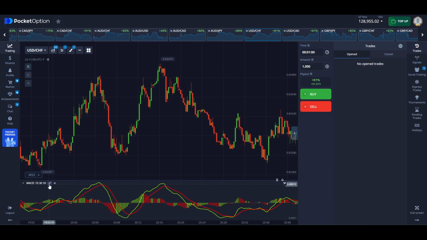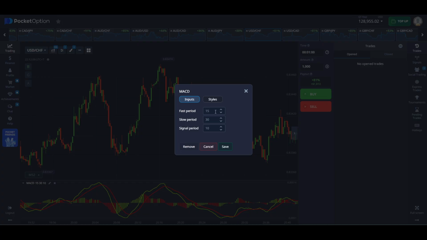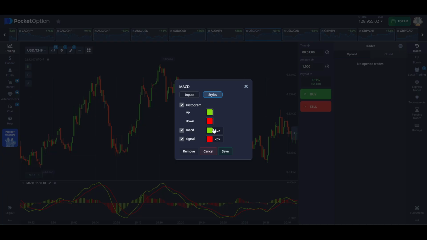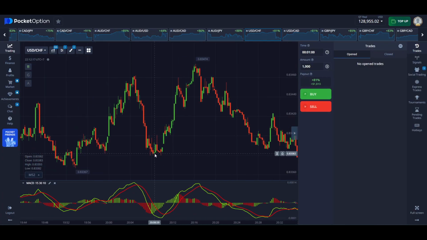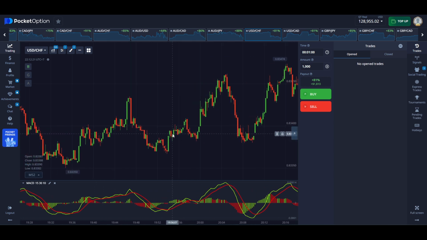Next, we click on this little pencil and you need to set the fast period to 15, the slow period to 30 and the signal period to 10. In the style settings, you need to change the MACD value to a line width of 2 points and set the signal line to 2 points as well. And accordingly, our indicator is now set up. If needed, pause the video and watch this part again. This will help you transfer these settings to your own chart.